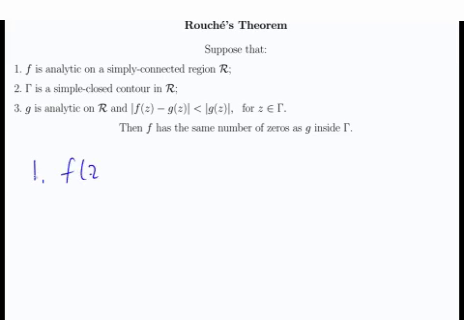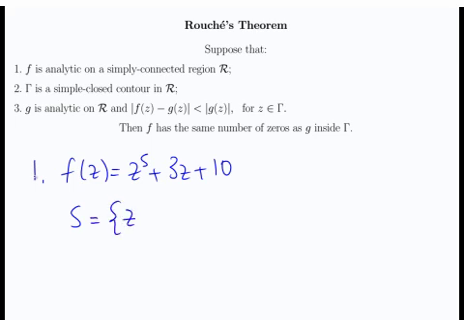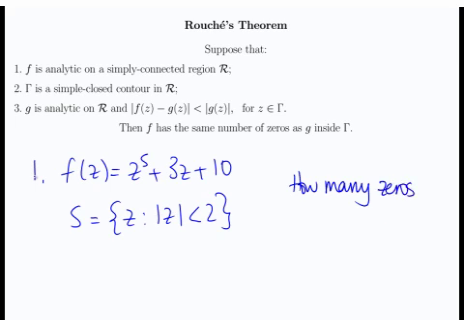Here's the first one. Let's say we have f of z equals z to the 5 plus 3 times z plus 10. And we're asked to say how many zeros f has in the set given here, S, the set of z with modulus of z less than 2. So the question is, how many zeros does f have in S?